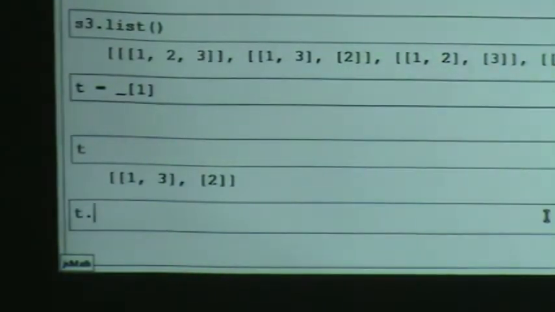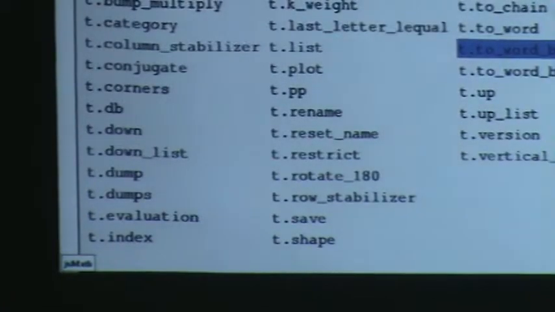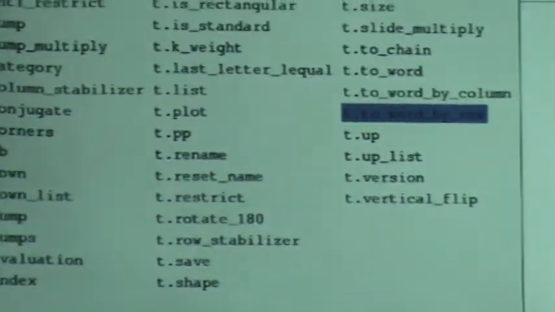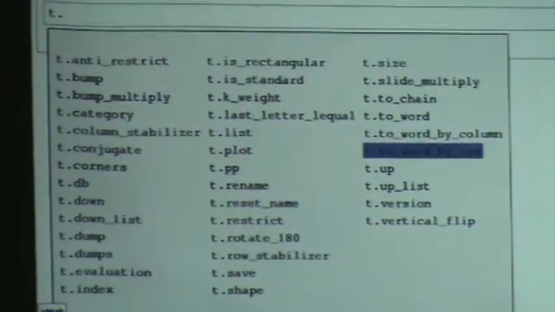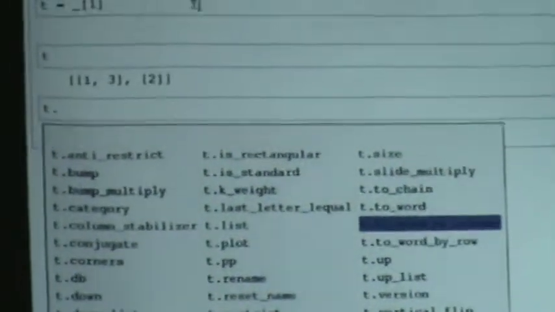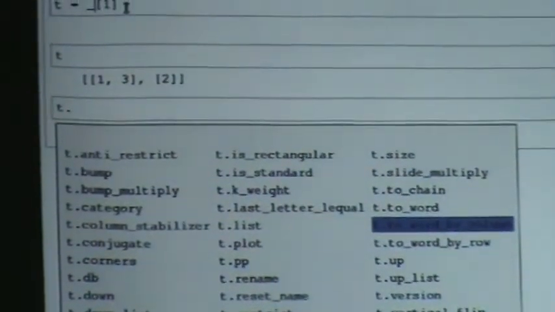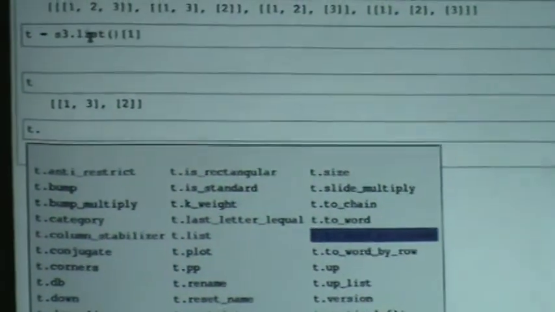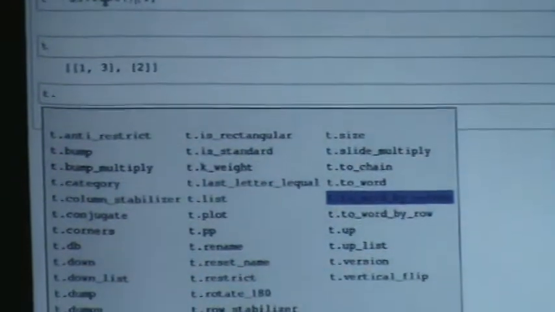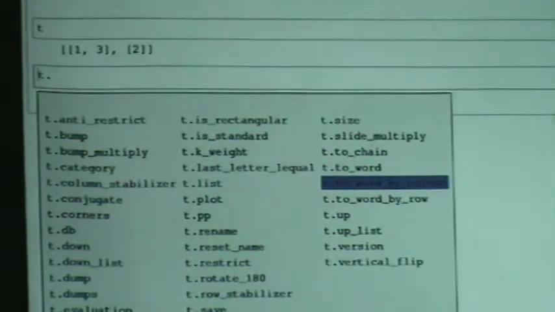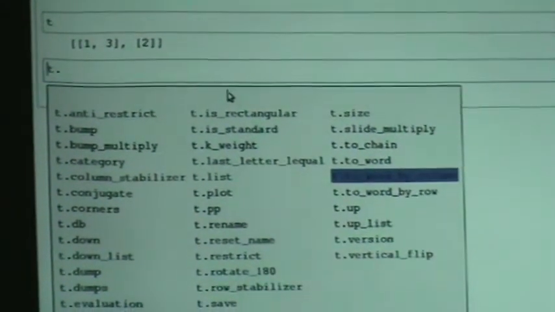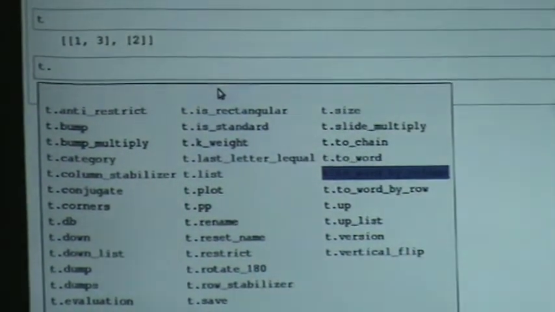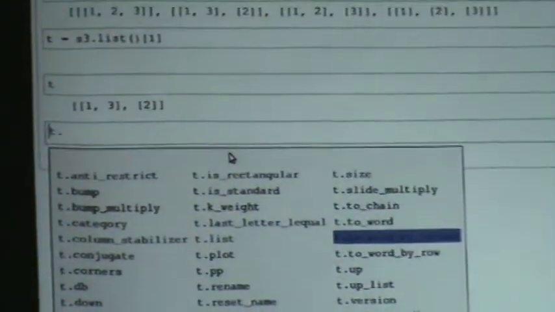And I can ask certain things about it. So if I press tab, it gives a list of operations that apply to that Tableau. What does the underscore mean? Oh, it means the previous thing that was previously evaluated. So I could do it like that instead. So S3.list gives out that list, and then I pick the one corresponding to index 1.